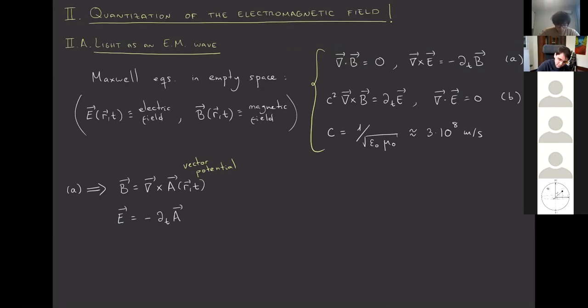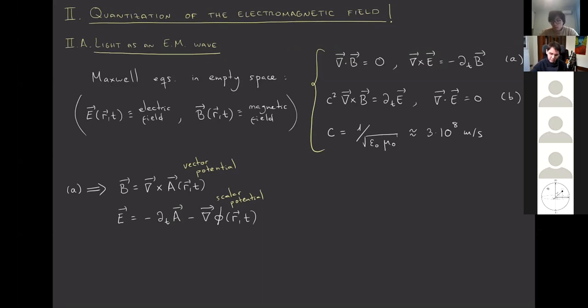But of course, because in this equation we have the curl of E, this means that we can always add to this expression here the gradient of some scalar function that we will call the scalar potential. And this form of the electric and magnetic fields is the most general form that satisfies equations A, okay?